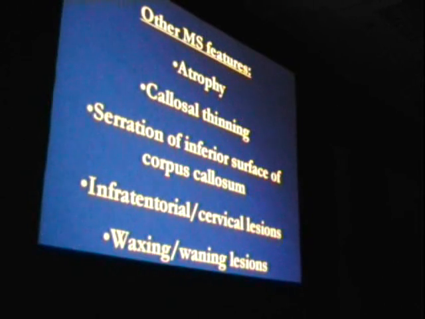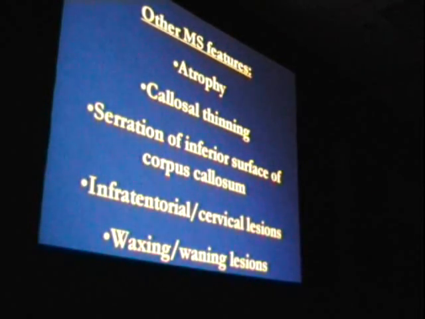So these are images that you can look for, with callosal involvement. On the sagittal FLAIR, you can see serration of the inferior surface of the corpus callosum related to small demyelinating foci within the corpus callosum. Infratentorial or cervical lesions may support this diagnosis. And obviously, if you have previous films, if lesions come and go, that's also supportive of MS. MS can not infrequently enhance, with the typical enhancement in an active plaque.